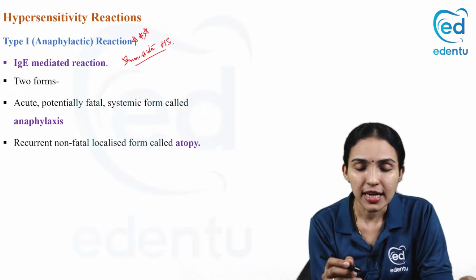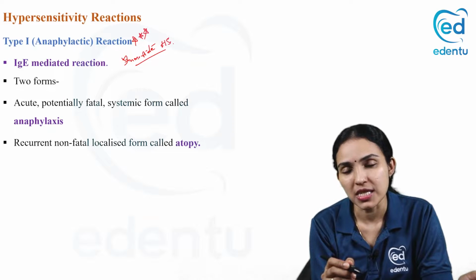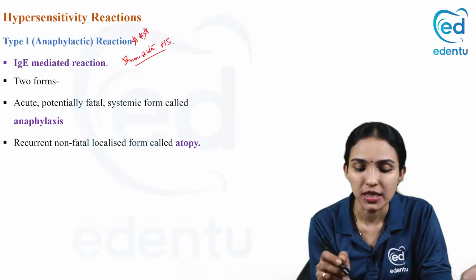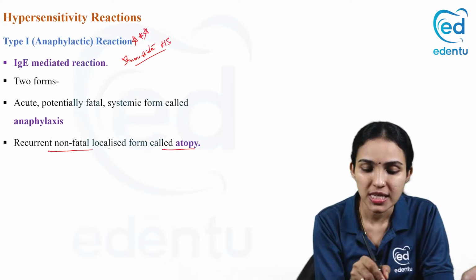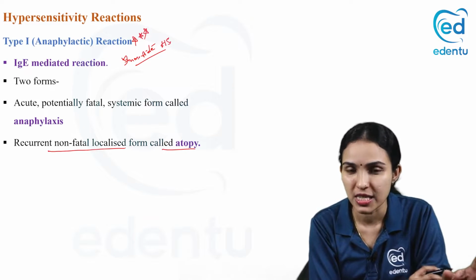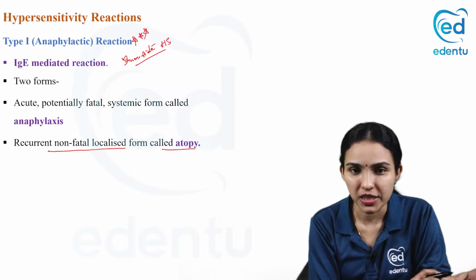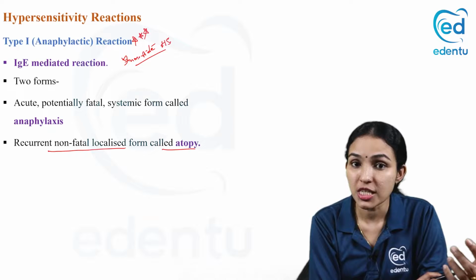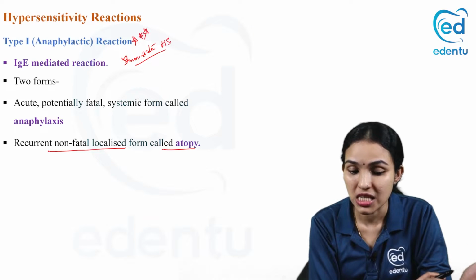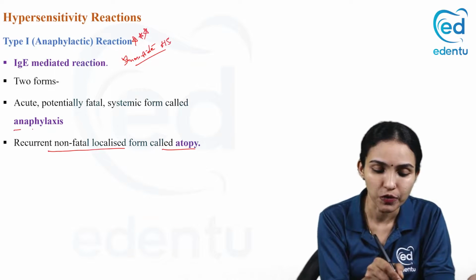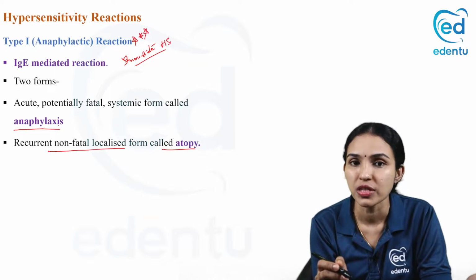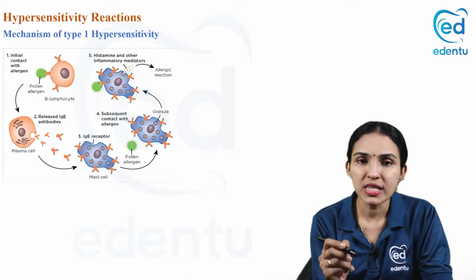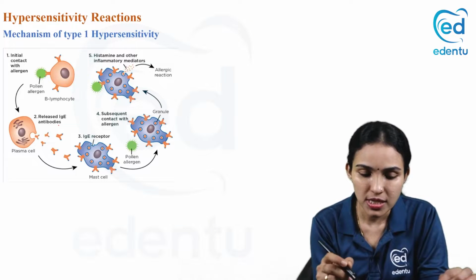IgE mediated, and there are two forms of type 1 hypersensitivity. One can be a very mild form that is called atopy. Atopy is actually a non-fatal localized form. It will be confined to a particular region like skin or lungs. Whereas if it is a potentially fatal systemic illness, you call it anaphylaxis, which is very dangerous. If you don't treat the patient immediately, you may lose the patient. So we'll see how type 1 hypersensitivity occurs.